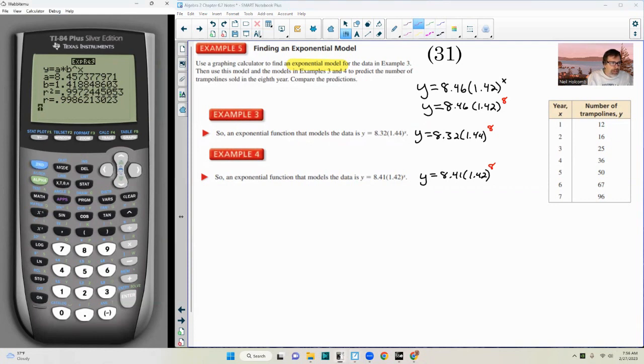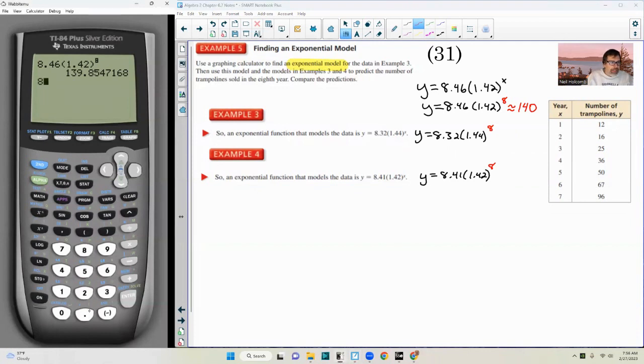So I'm going to put that in my calculator. So I'm going to put 8.46 parentheses 1.42 to the power of 8. Oops, I forgot my close parentheses. Okay, so put a parenthesis there and delete. There, okay. So that is 8.46 times 1.42 to the 8. That's this one. And so this one is going to be approximately 139.85. Okay, you can't sell a part of a trampoline, so let's just round to 140 trampolines.